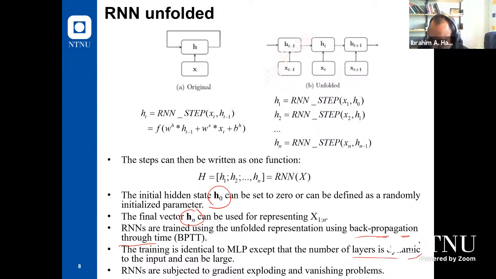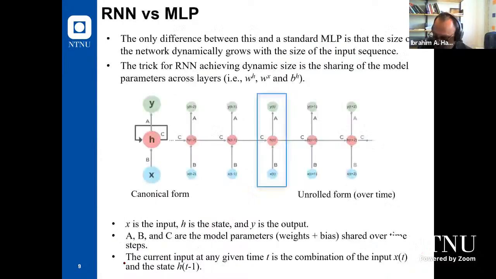RNNs are subject to exploding and vanishing gradient problems. To solve these problems, a different model was developed, which is LSTM, which has better capability to deal with exploding gradient and vanishing gradient problems.